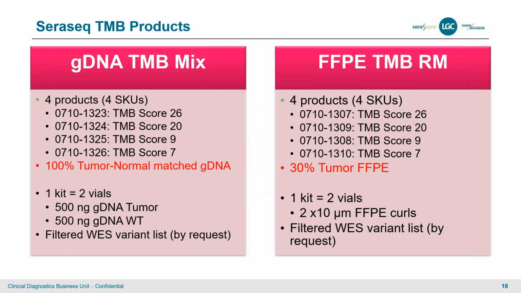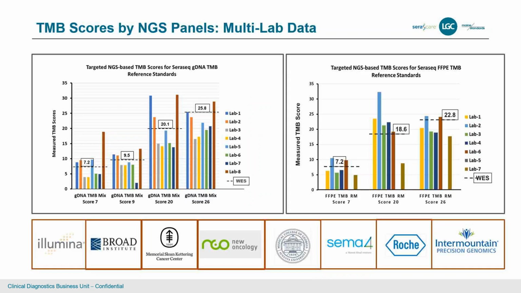We have a gDNA product that comes in different scores based on whole exome sequencing, and we have an FFPE, right? So we've done the hard work for you. You can jump in and say, okay, give me a low and a high, and you're off and running. And here's the power of the data that I just touched on.